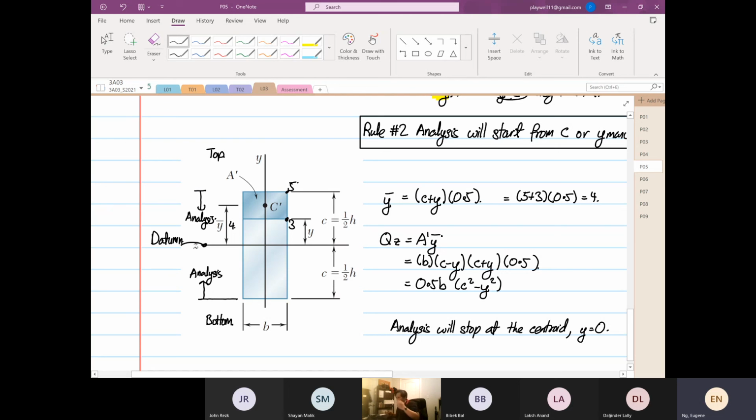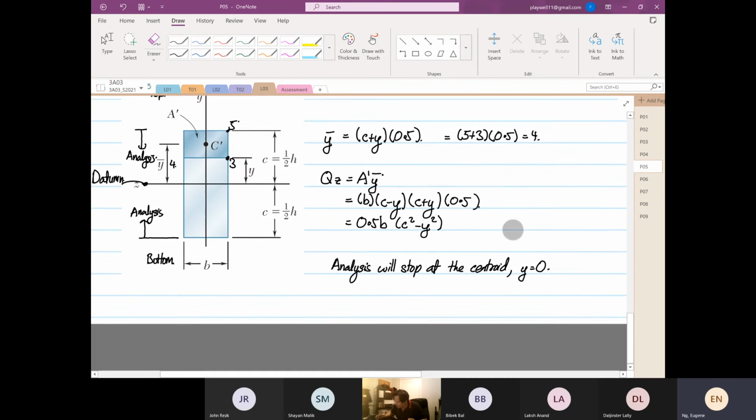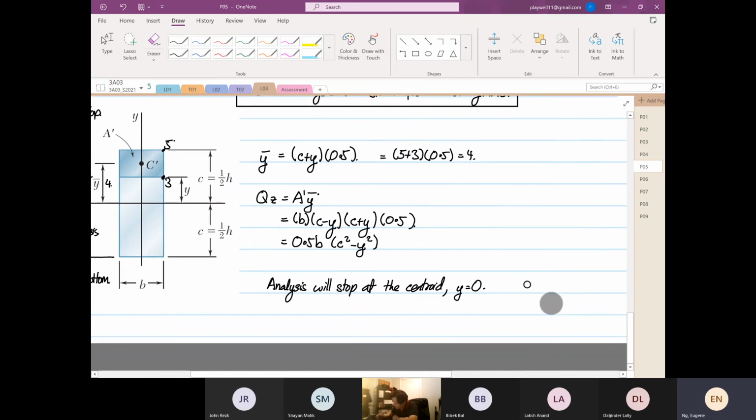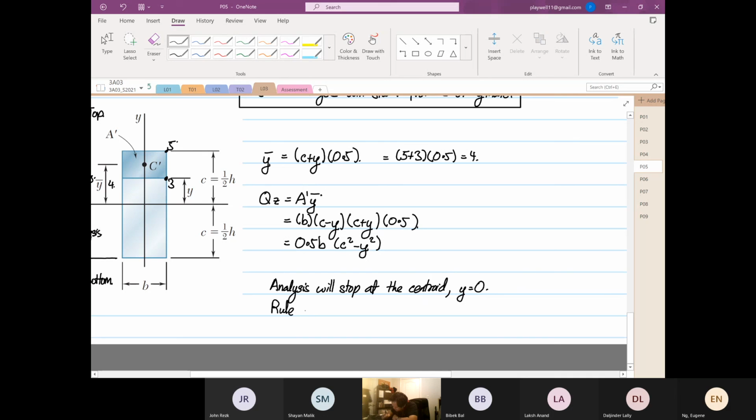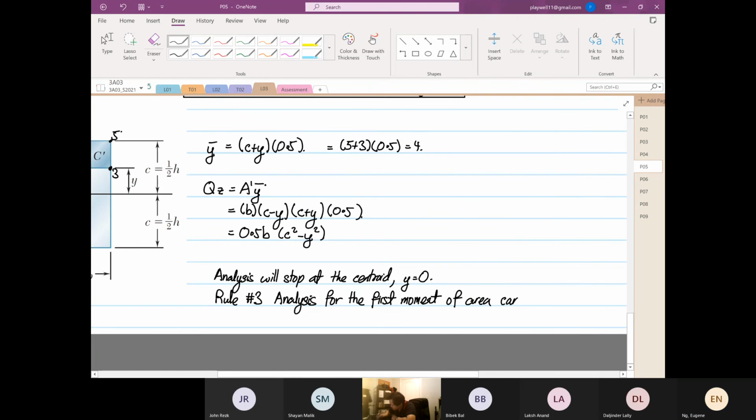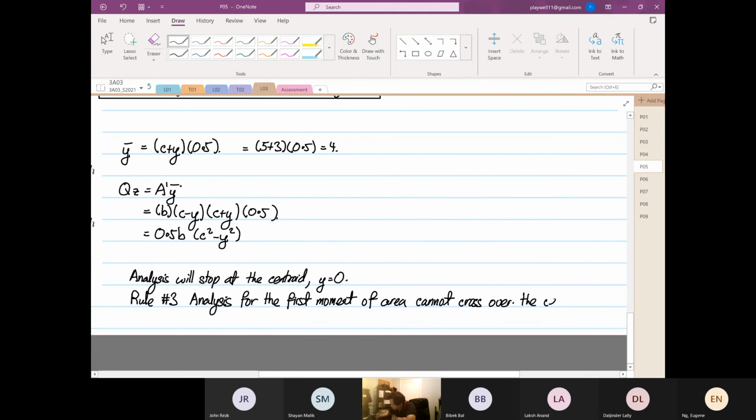Okay, so the next rule that we're going to make, because the analysis was stopped at the centroid, is for the analysis of the first moment of area. This is rule number 3. Rule number 3: the analysis for the first moment of area cannot cross over the centroid at all.